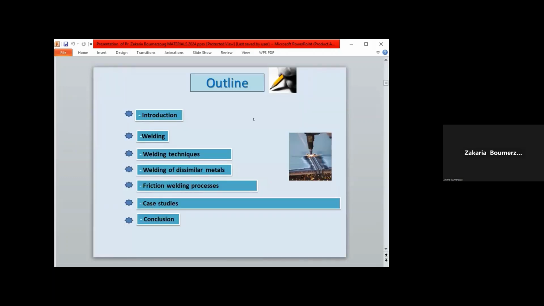My presentation contains these points: introduction, definition of welding, welding techniques, welding of dissimilar metals. The core of this presentation is friction welding processes and some case studies.